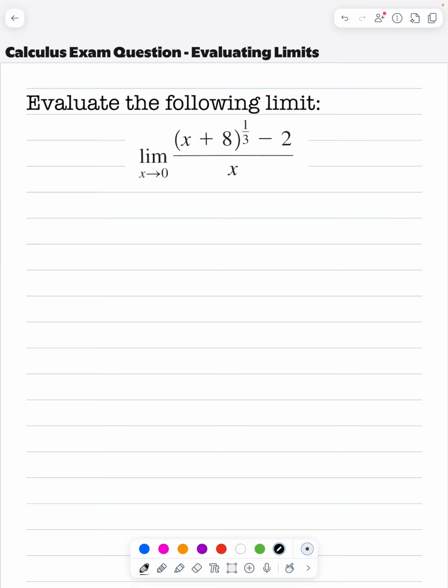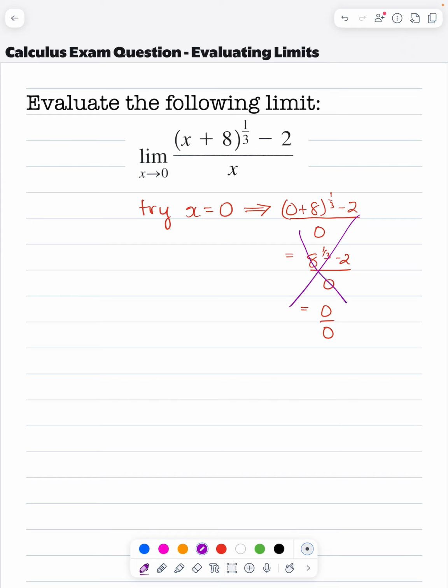Evaluate the following limit. When you try to substitute x equals 0, what you're going to end up having is (0 plus 8)^(1/3) minus 2 over 0, which gives you 8^(1/3) minus 2 over 0, which works out to be 0 over 0. So therefore, this limit cannot be done by direct substitution. So what you need to do is use the change of variable.